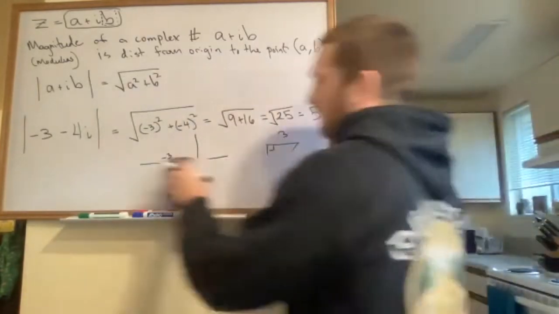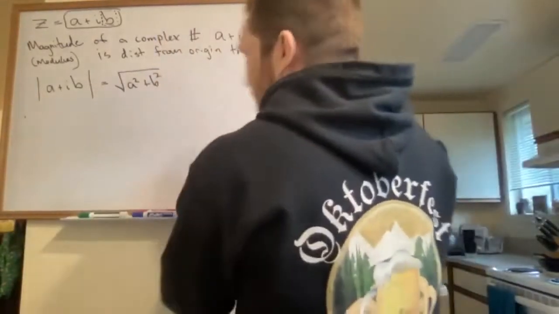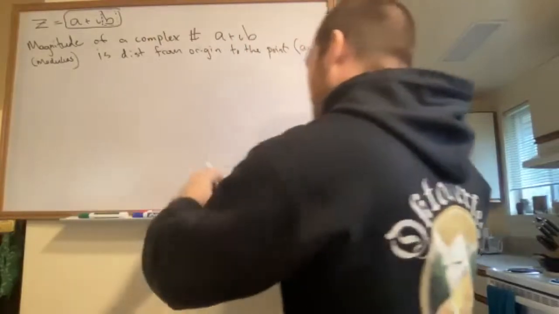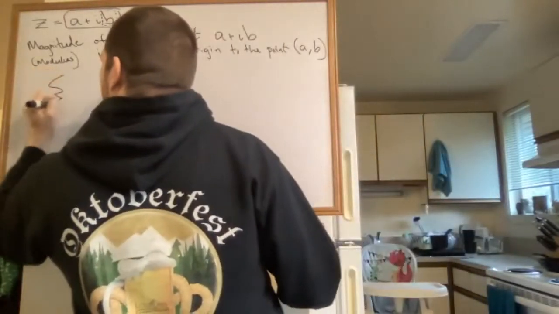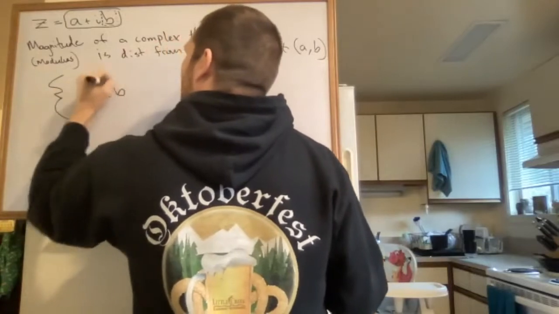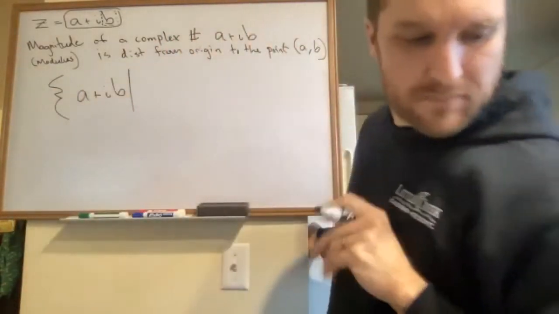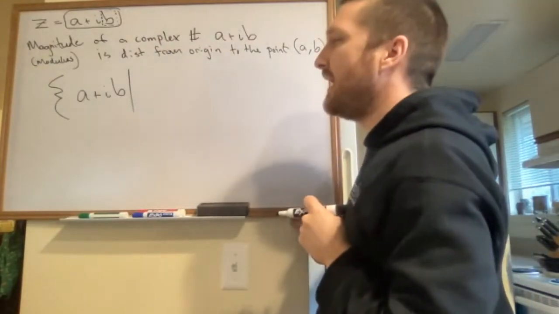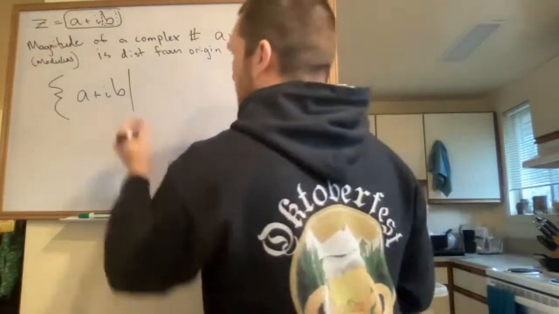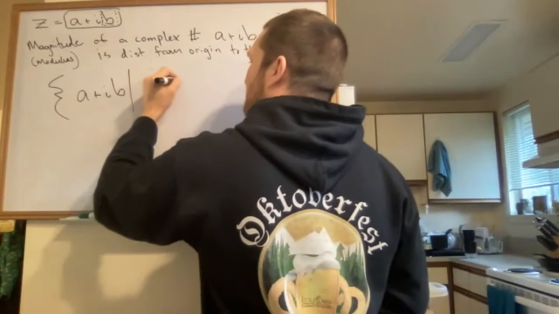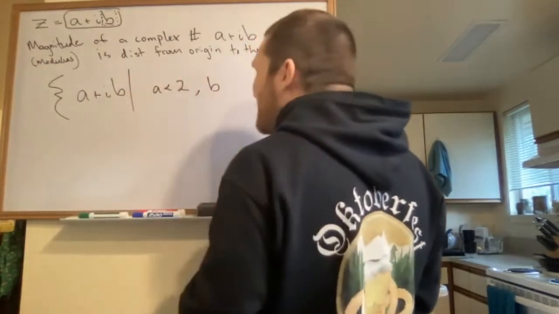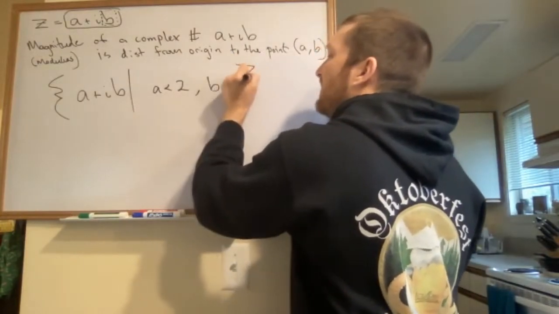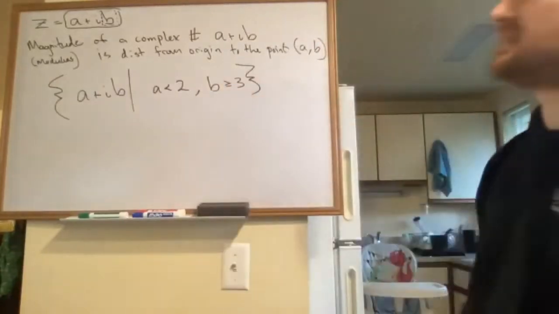Yeah. Okay. One last thing in this section, section 7-8, is you might see something like this: the set of A plus iB such that, and then some restrictions on A and B. For example, A is less than 2 and B is greater than or equal to 3. You're given this set and told to graph it.